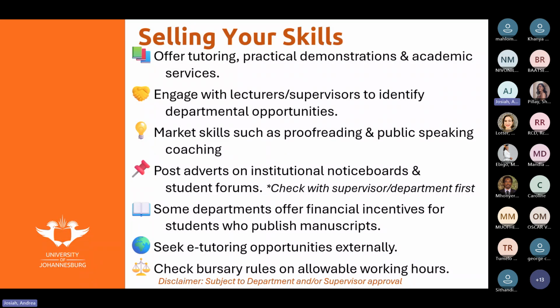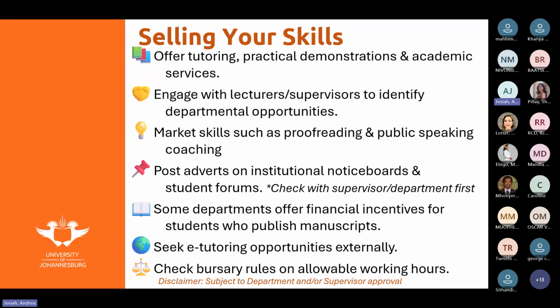If you find yourself very good at proofreading and public speaking, you can market these skills. However, first you need to check with your supervisor and department if you can post the adverts on institutional notice boards or student forums. My next point is that some departments offer financial incentives for students who publish manuscripts. So I know that the anthropology department does offer an incentive to postgraduates for research papers. However, this might differ from department to department. So you need to check with your supervisor and department if this applies to you.